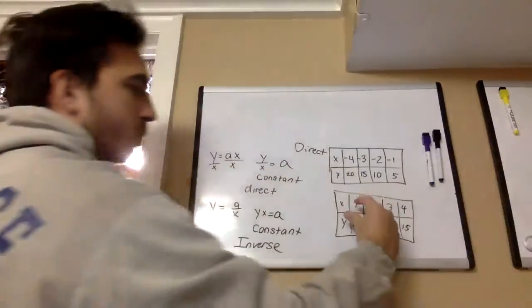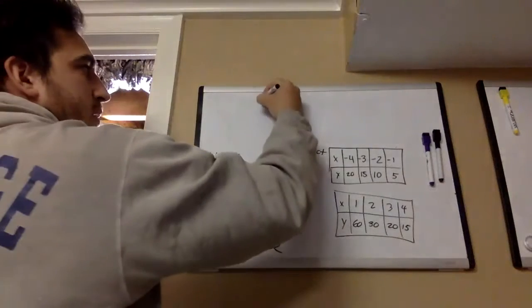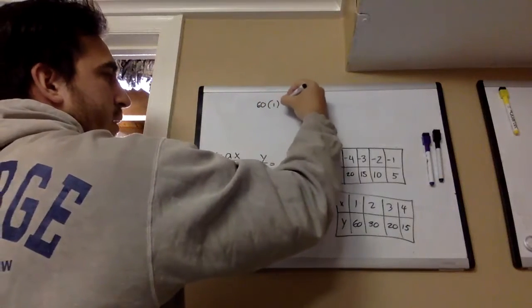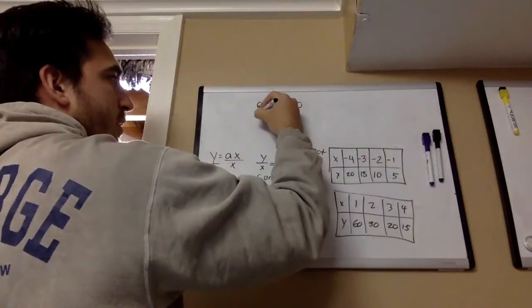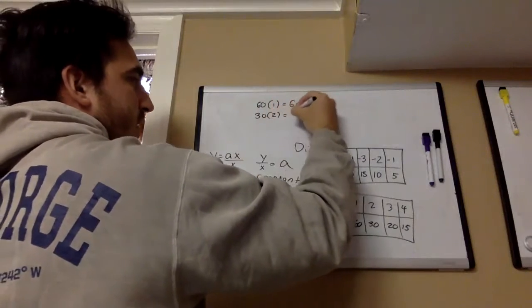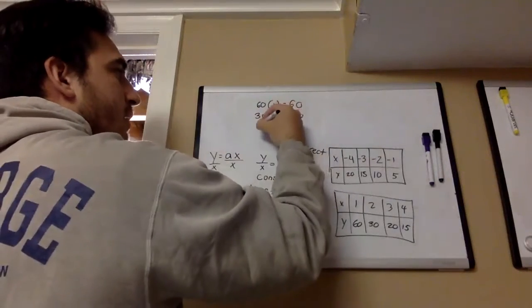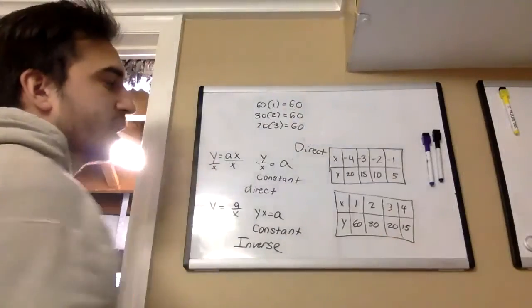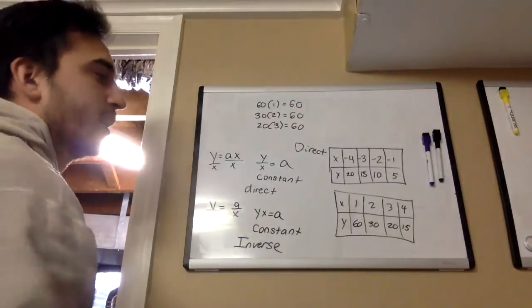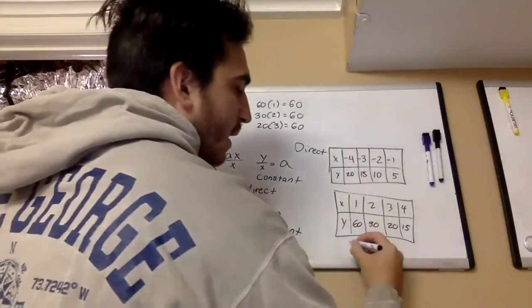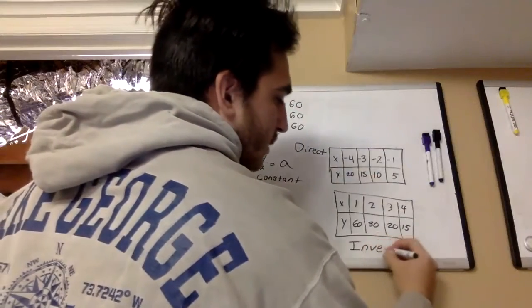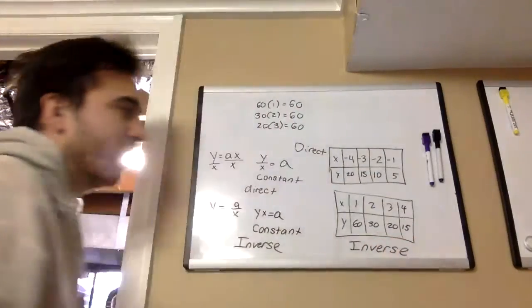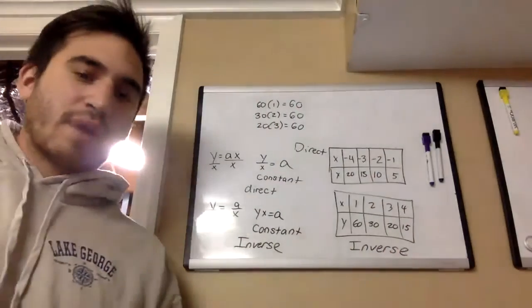That's when I multiply them together. 60 times 1 is 60. 30 times 2 is 60. It's working out so far. 20 times 3 is 60. And lastly, 15 times 4 is also 60. So that means this table here is going to be inverse. And if neither of them work, then you would just write neither.